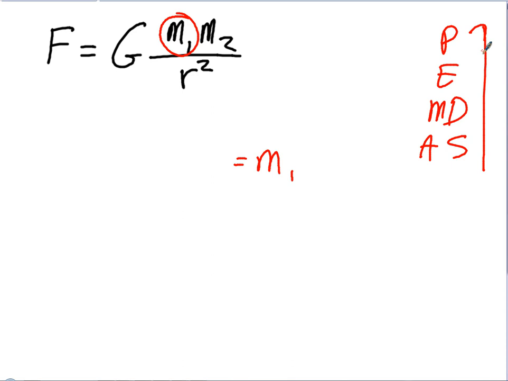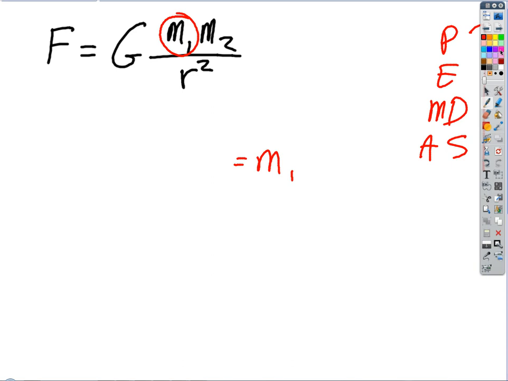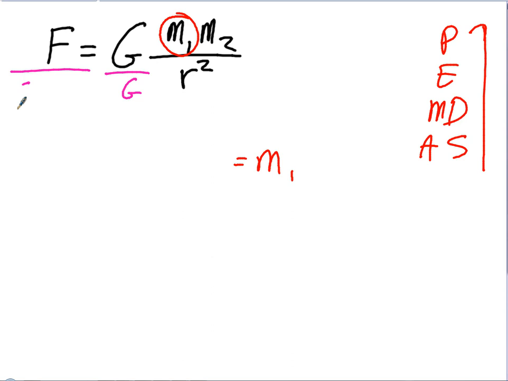So what are the algebra steps I would go through to isolate M1? Divide by G. Okay, for one thing, I'm going to want to divide by G, aren't I? Because I want to get the G off the right side, and right now G is being multiplied by M1. So if I divide both sides by G, it's going to cancel from the right side. That's good. Okay, what else?